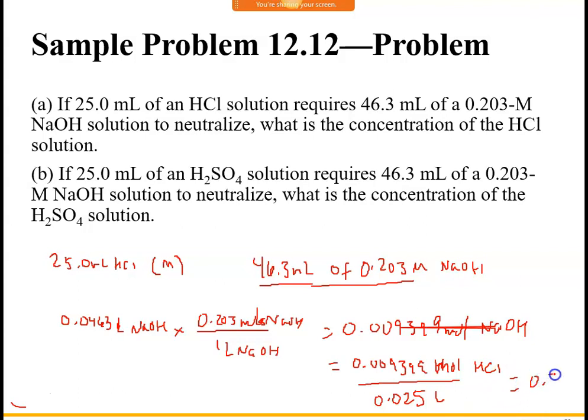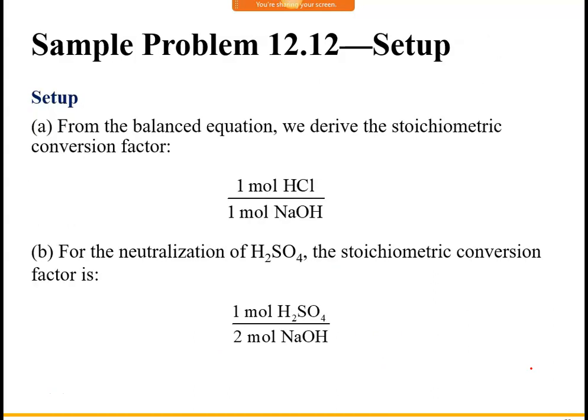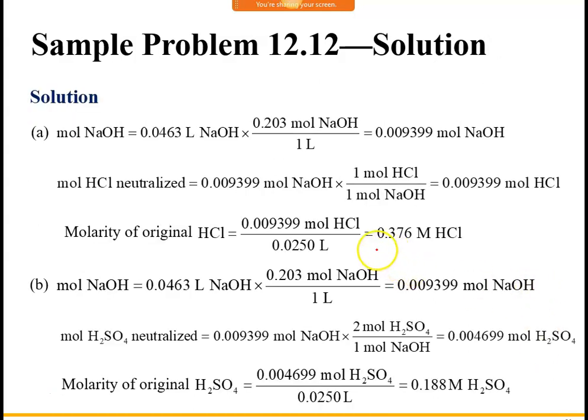So 0.37, how many sig figs should we do? 3 sig figs. 0.376 molar. All right? That makes sense? It should be right there. 0.376.